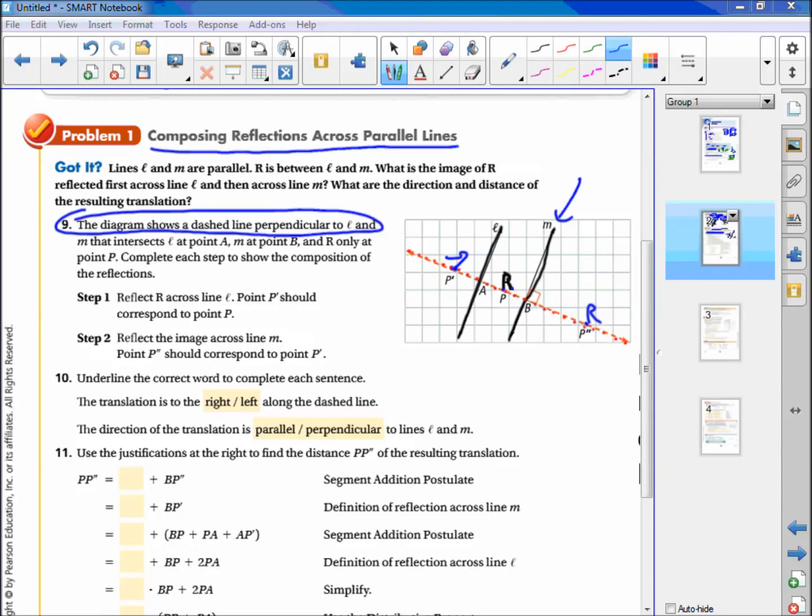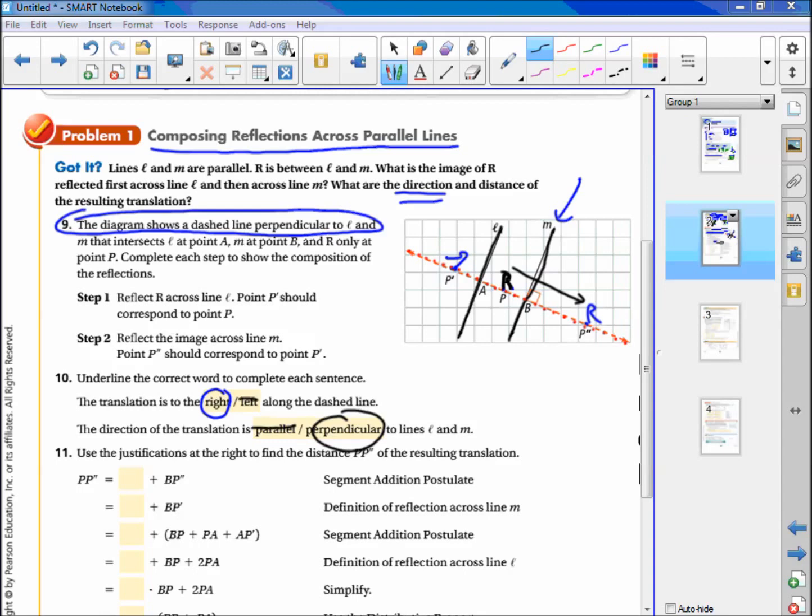All right. Underline the correct word to complete each sentence. So our final thing was a translation to the right along the dashed line. So that's answering what is the direction. Okay, so what we really did was we just picked up R from here and we translated it down that red dashed line to the right. Okay, the direction of the translation is parallel, oh, no, not parallel to L and M, it's parallel to AB. It's perpendicular to lines L and M.